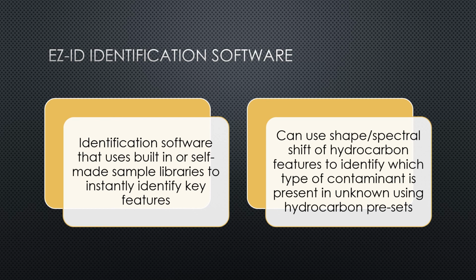So to do a quick and easy identification of contaminants in soil, our EasyID identification software is a great tool that uses built-in or self-made libraries to instantly identify key features. So in our case study, we can use the shape and spectral shift of hydrocarbons to identify which type of contaminant is present in unknown samples by using hydrocarbon presets.